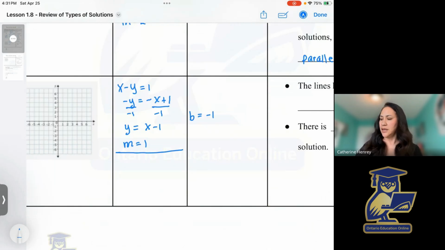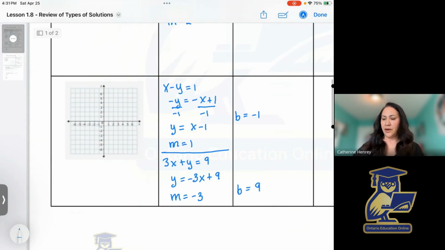Taking a look at the second one, I have 3x plus y equals 9. So I'm just going to move the 3x over, and I'll have y is equal to negative 3x plus 9. My slope here then is negative 3, and the y-intercept for this one is 9.